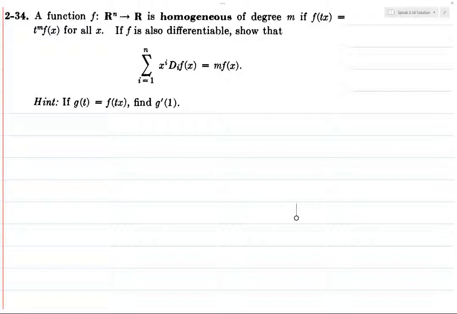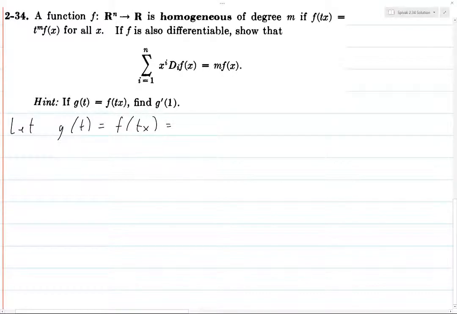So we start with the hint. Let g of t be f of tx, which by homogeneity is t to the m times f of x. Now we're going to compute the derivative of g in two different ways, set them equal, and evaluate them at t equals 1. So the first way is going to be through just standard calculus.